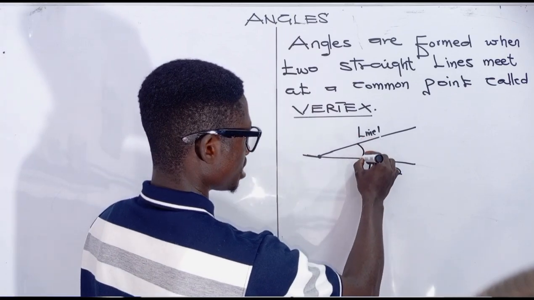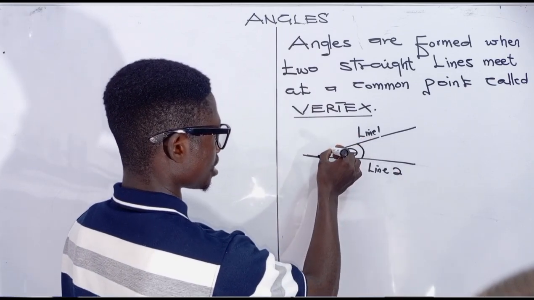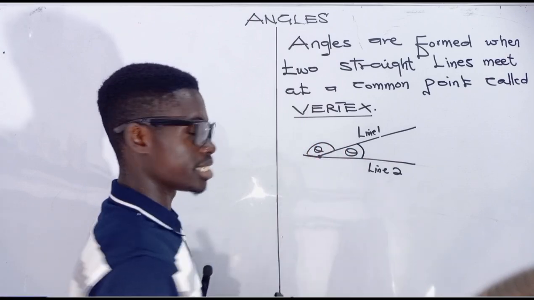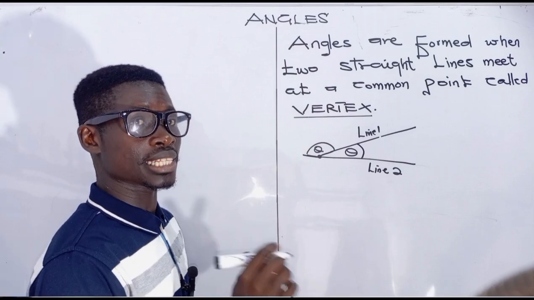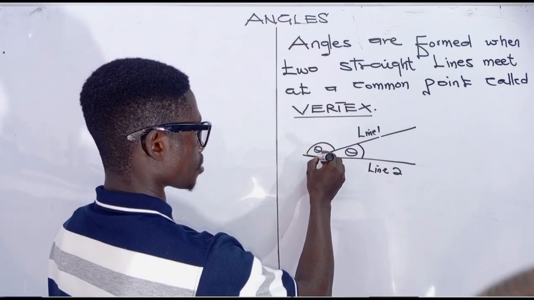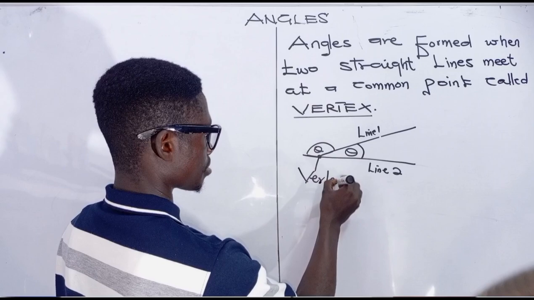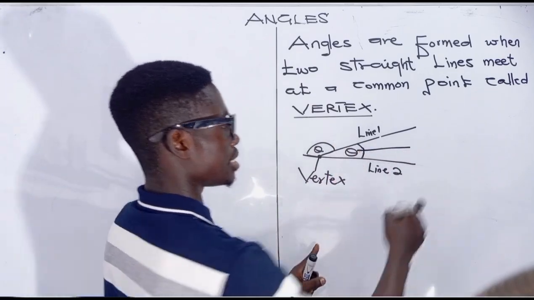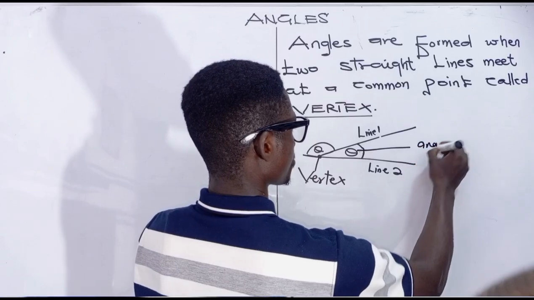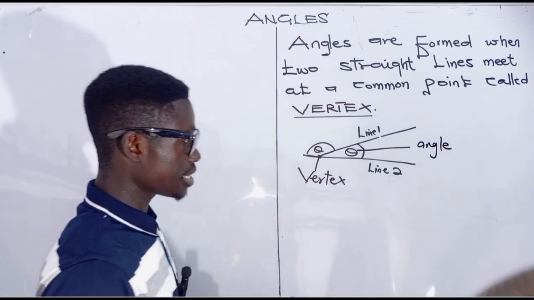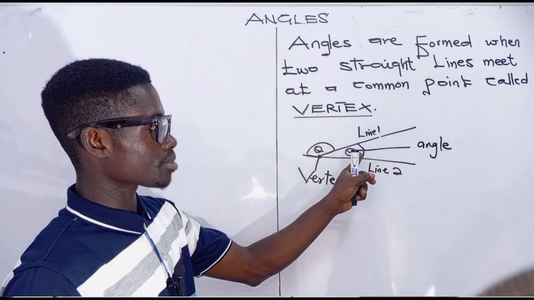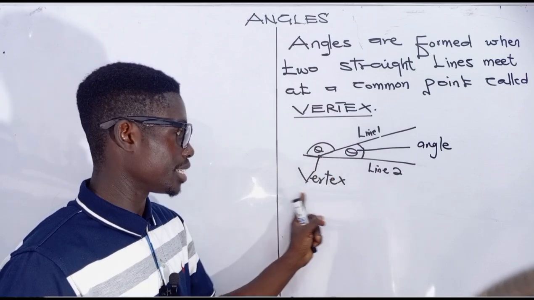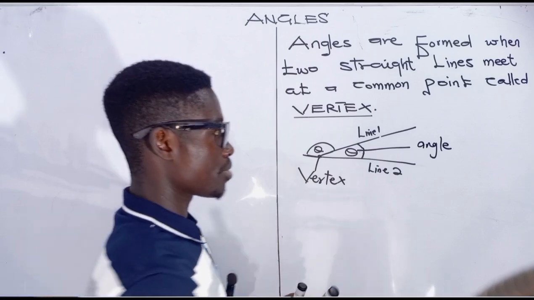An angle is formed here, an angle is also formed here, and then an angle is also formed beneath here. The point of their intersection is what we refer to as what? The vertex. And then this is the angle formed between line 1 and then line 2. So we are saying that an angle is formed when two straight lines meet at a common point called the vertex.